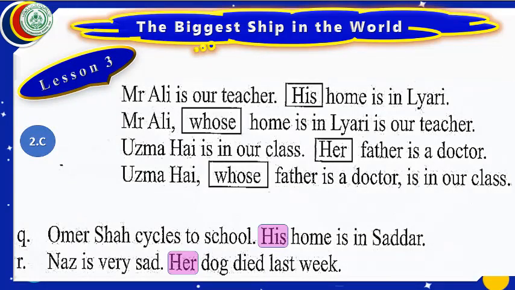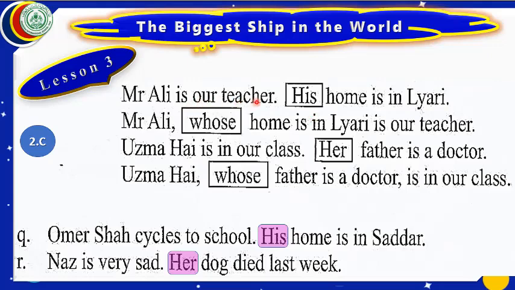Dear students, this is the third part of exercise 2. Still we are doing exercise 2. We have done the first two parts of exercise 2. Now we shall start from part Q. Let us try to understand how these two sentences are joined. We learned to join two sentences in the first part and second part of exercise 2. This is the third part of exercise 2.